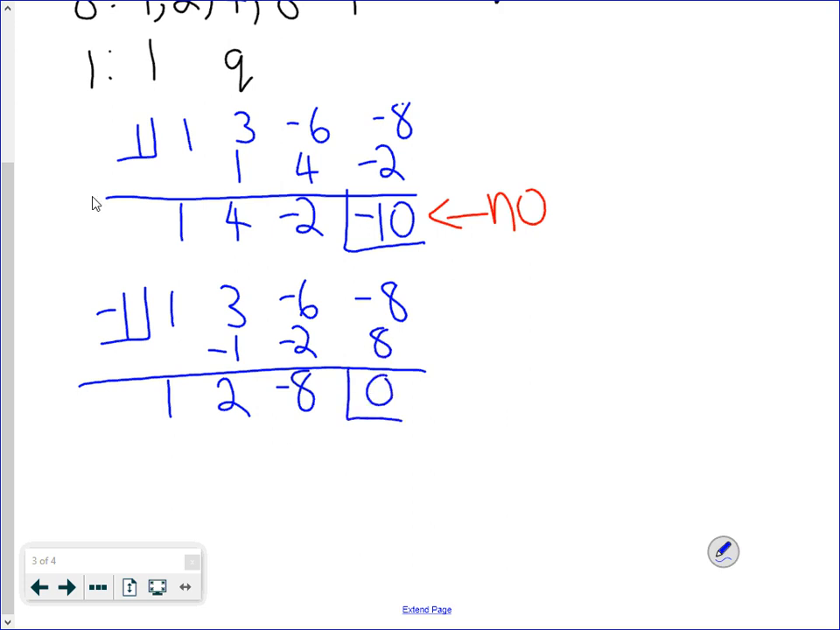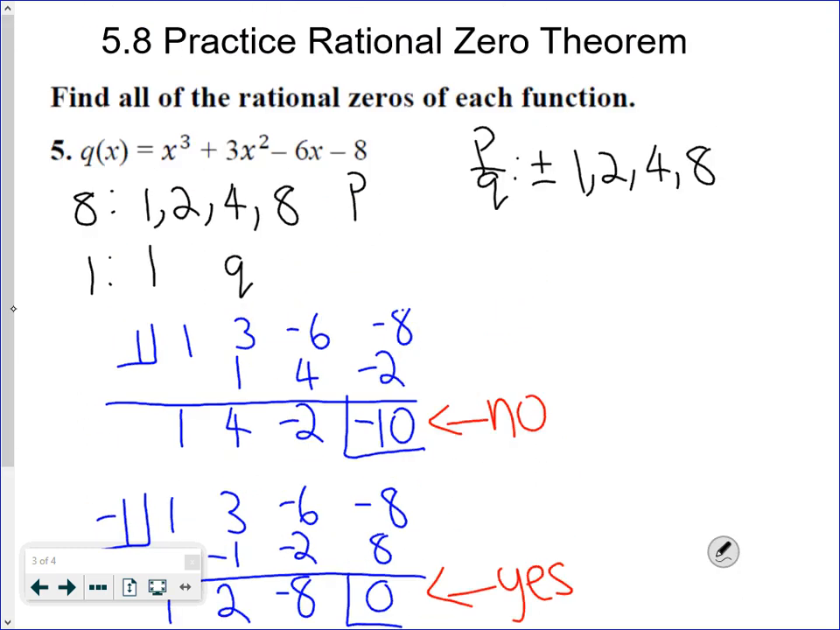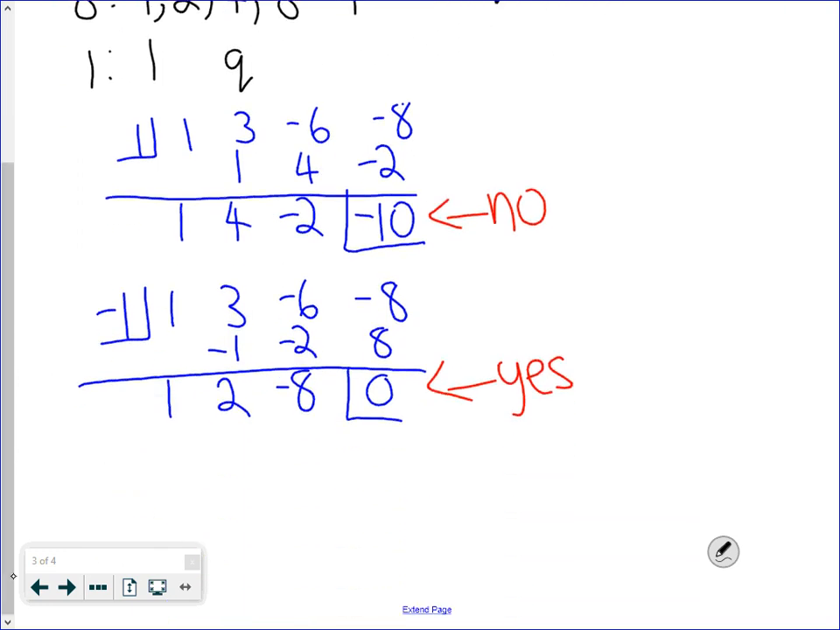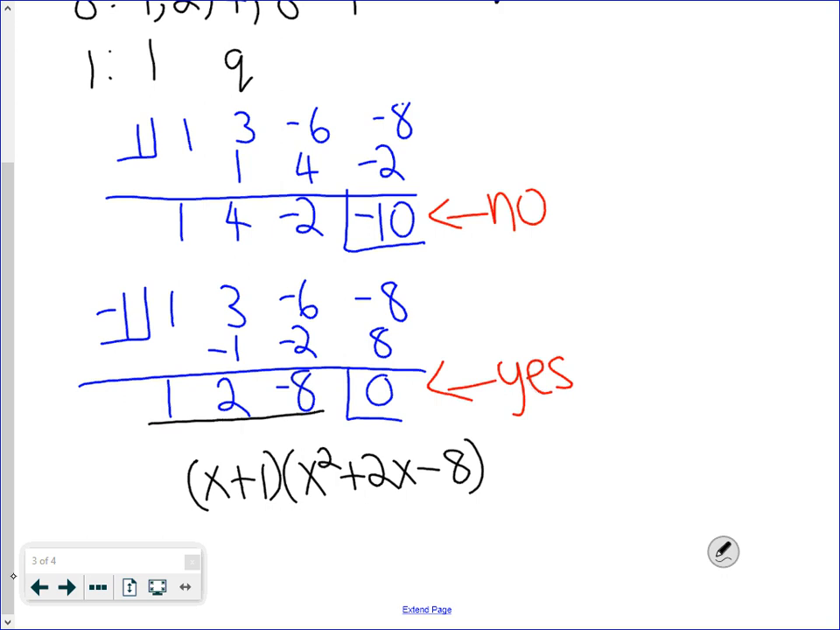Okay, so here I get a remainder of 0. So this is a solution. This is what we're looking for. So now I can rewrite the original function. I can rewrite the q of x function as x plus 1 and x squared plus 2x minus 8. I'm getting the x squared plus 2x minus 8 from the depressed polynomial I get from my synthetic division.